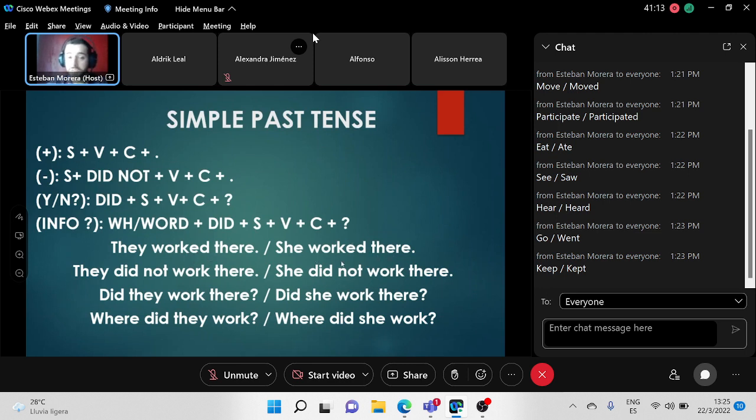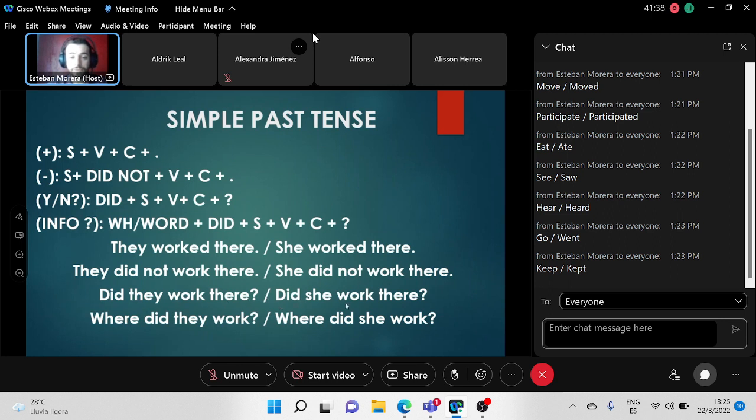She worked there. Exactly the same. Positive sentences, simple past tense, regular verb. They didn't work there. She didn't work there. These are negative sentences in simple past tense. Pay attention to the verb. Work, work. I didn't write the verb in the past tense because these are negative sentences.